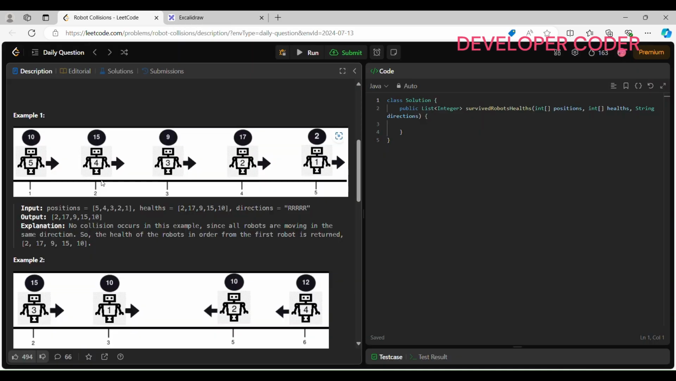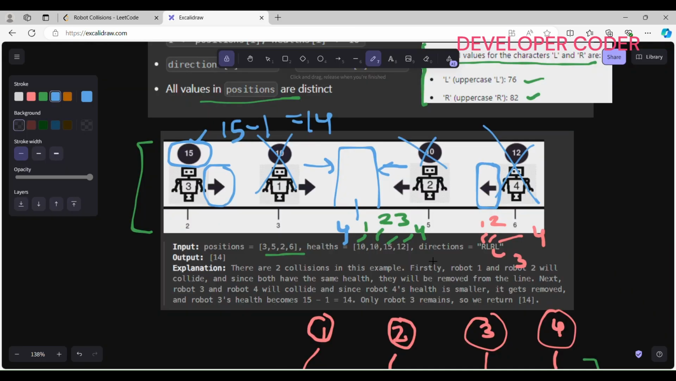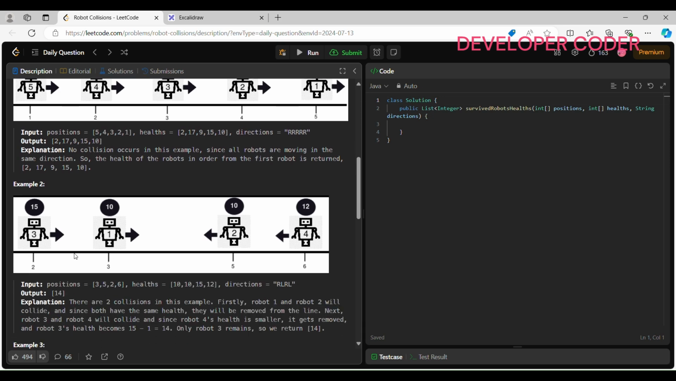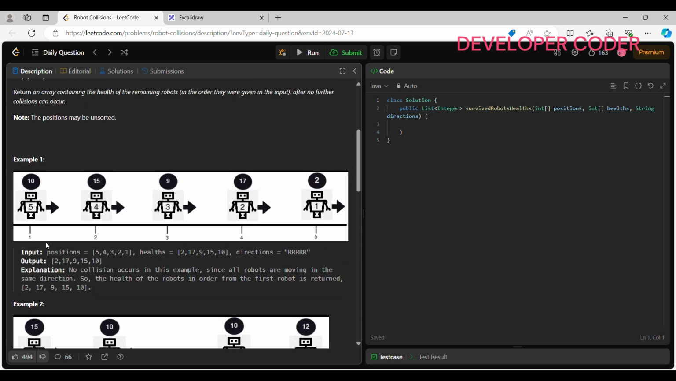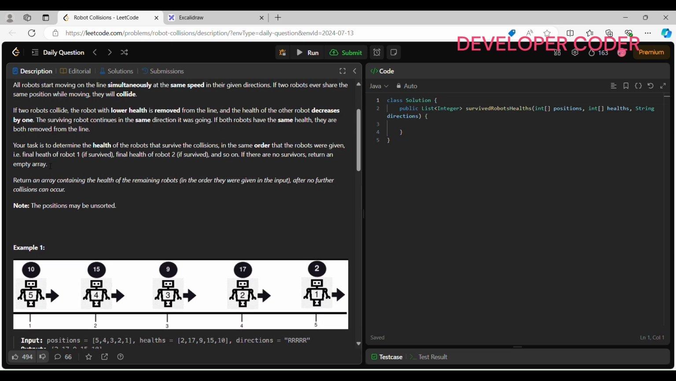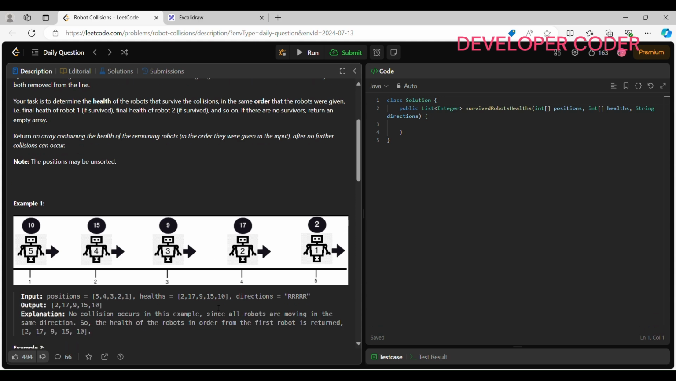So in this example 1, if you make the diagram just like this example number 2, okay, I have explained example number 2. So if you make the diagram for example 1 using this input, you are going to see that all the robots are moving in the same direction, so they will never collide. Okay, so I am going to directly write their healths, and we have to maintain the order like 2, 17, 9, 15, 10, then this order is maintained. Okay, so see here, your task is to determine the health of robots that survive the collision in the same order that the robots were given. Okay, so we have to maintain the order. This is one more thing.